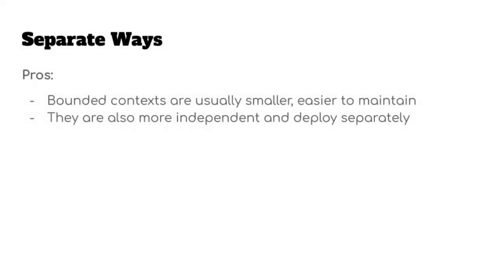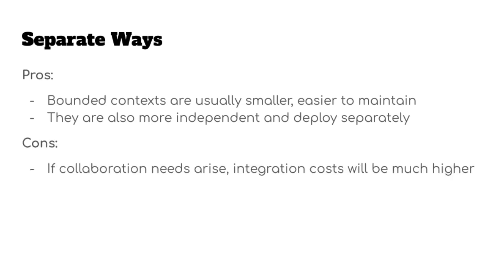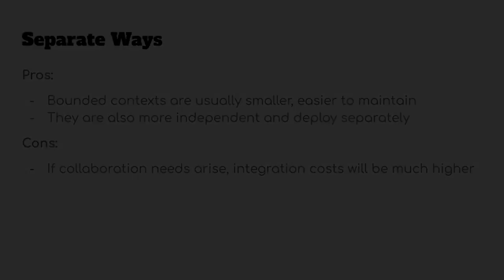Due to the difficulty to collaborate, this pattern usually means the bounded contexts in cores will be smaller and easier to maintain, since no effort will be allocated to integrate with one another. This also means the boundaries are clear and that deployments and development are independent. However, should the need for collaboration arise at some point, the cost for integration will be considerably higher since no effort was allocated to it, and there will be an overhead in coordination efforts.